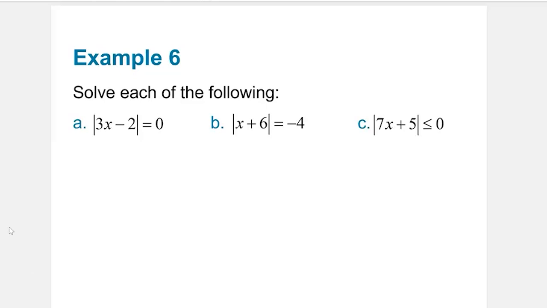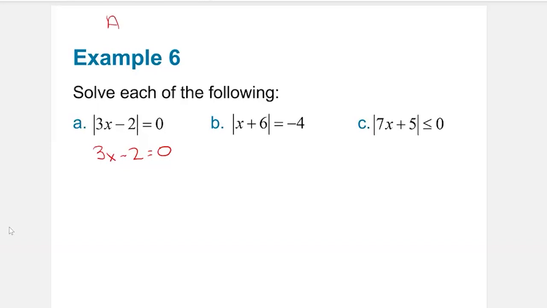Now, when you solve absolute values, as you saw, we usually get two solutions, but we get a maximum of two solutions. We can have either 0, 1, or 2 solutions, depending on what the absolute value says. For example, here, if I take the absolute value off for A, I get 3x minus 2 equals 0, right? But I don't have a plus or minus 0. So for this, there's only one solution.